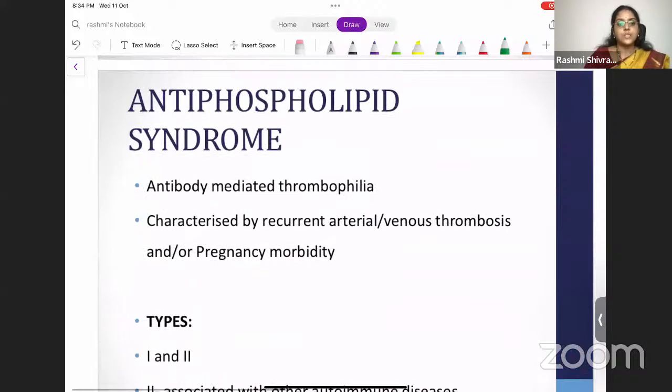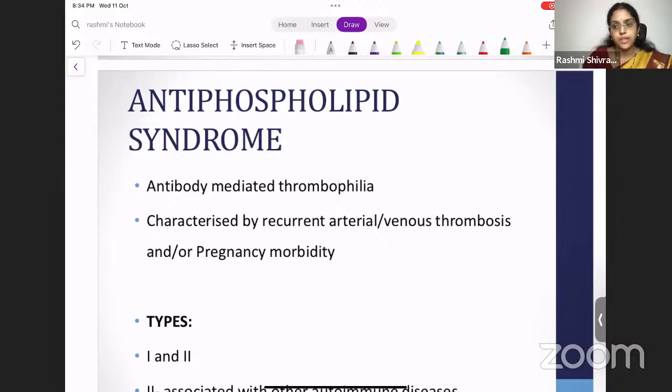Moving on to the last part, antiphospholipid syndrome. Antiphospholipid syndrome can occur in conjunction with systemic lupus erythematosus, or it can happen separately also. So there are basically two types. Antiphospholipid syndrome is mainly characterized by increased risk for thrombosis.